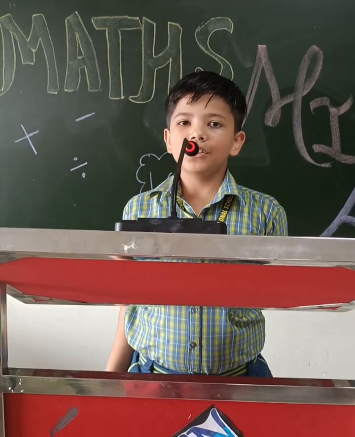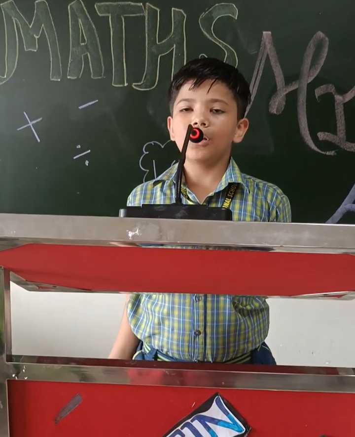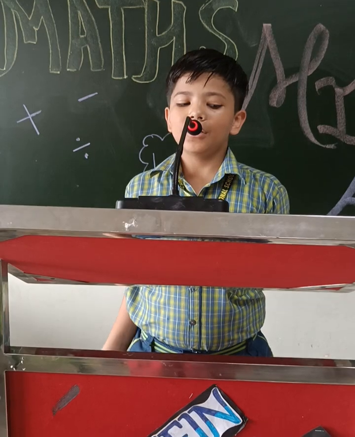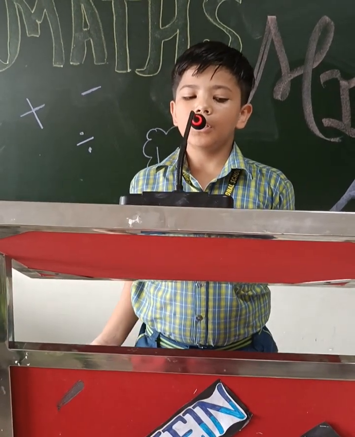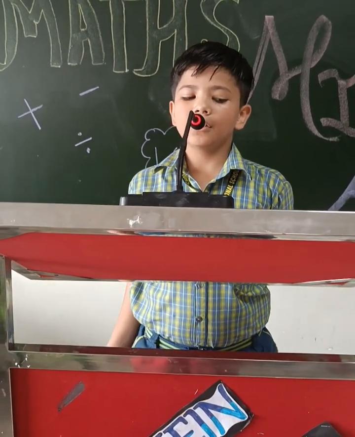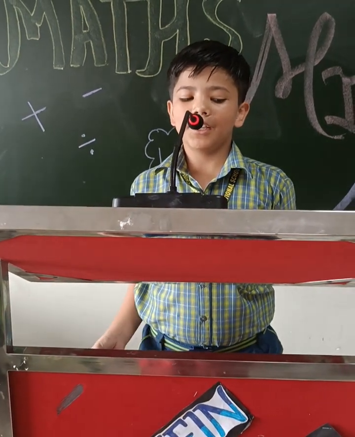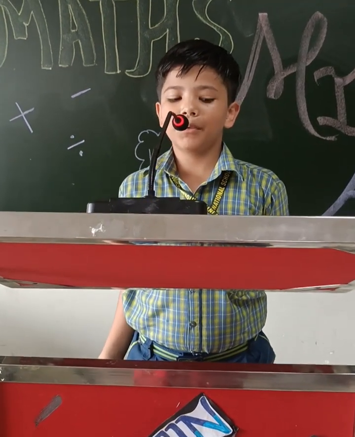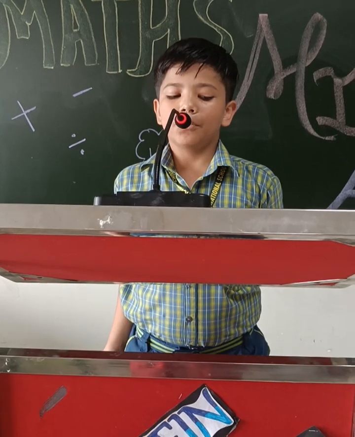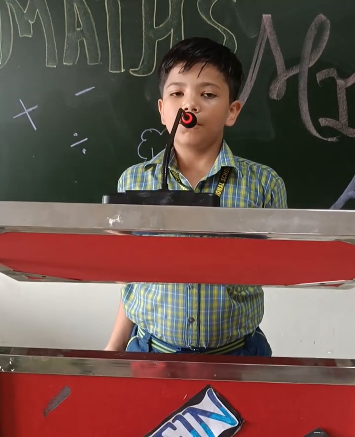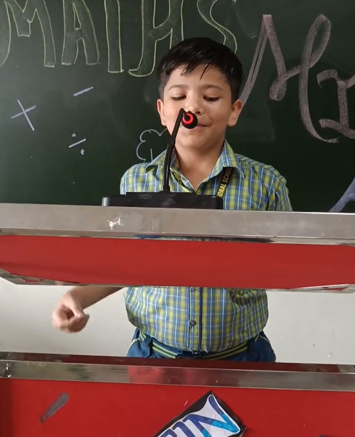A fraction shows a part of a whole. It has a top number, the numerator. The numerator shows the parts. We have an example: 1 by 2 makes 1 out of 2 parts.